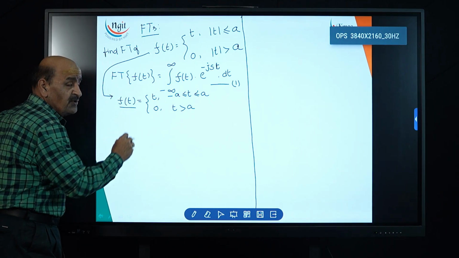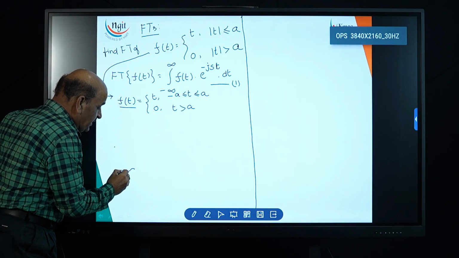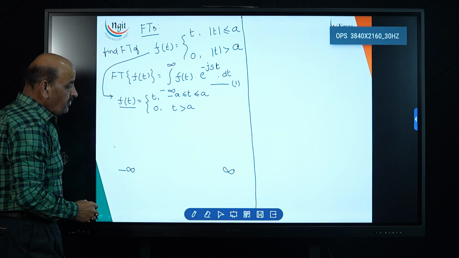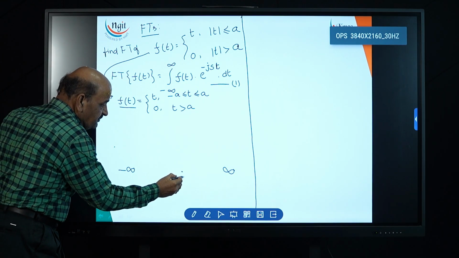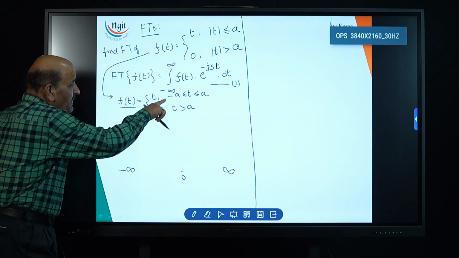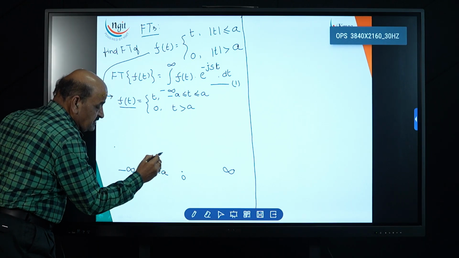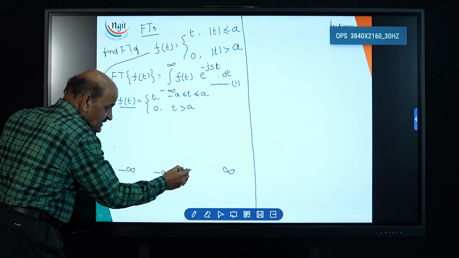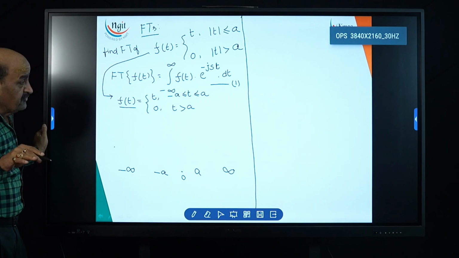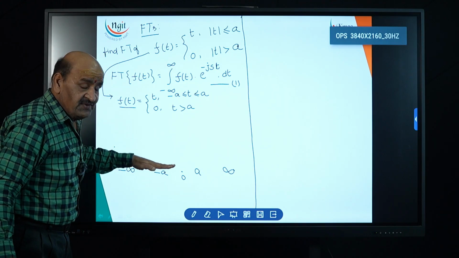Now, in this Fourier transformation, what are the limits? The lower limit is minus infinity and the upper limit is infinity. In the graph, this is the zero center point. Now, minus a to a: minus means somewhere to the left of the origin, and plus a means somewhere to the right of the origin. This is the scale of the limits of the integral.